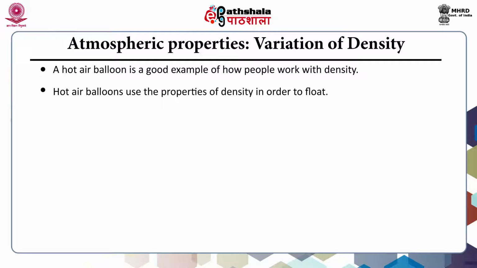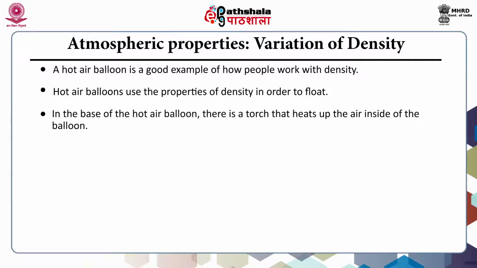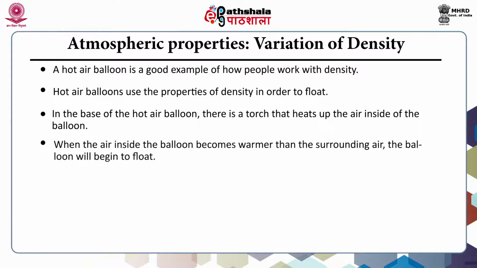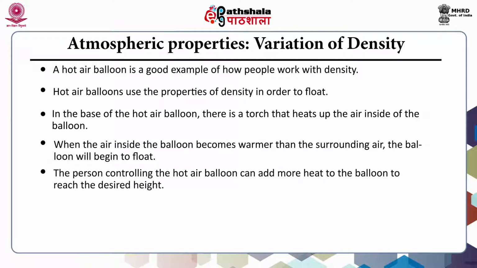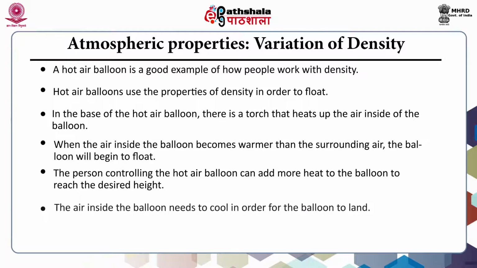A hot air balloon is a good example of how people work with density. Hot air balloons use the properties of density in order to float. In the base of the hot air balloon, there is a torch that heats up the air inside the balloon. When the air inside the balloon becomes warmer than the surrounding air, the balloon will begin to float. The person controlling the hot air balloon can add more heat to reach the desired height. The air inside the balloon needs to cool in order for the balloon to land.